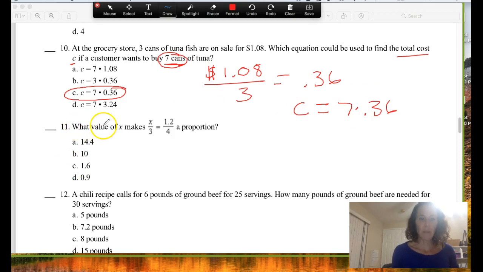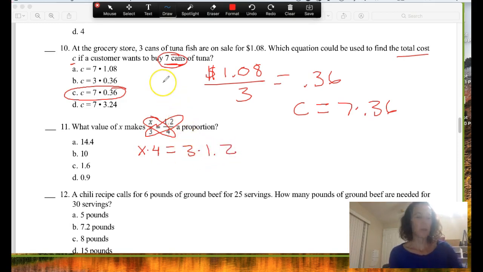All right, number 11. What value of x makes x over 3 equals 1.2 over 4 a proportion? So basically, I just need to solve for x, and I can do that by cross multiplying. All right, this is how I can solve this proportion. So I'm going to go x times 4 equals 3 times 1.2.